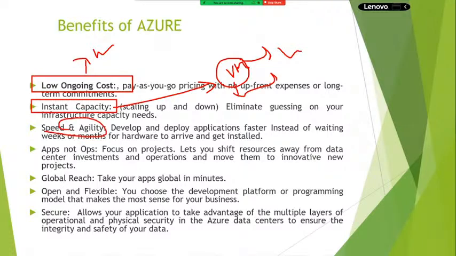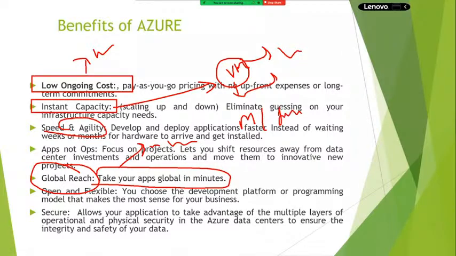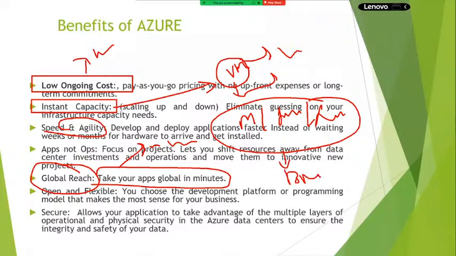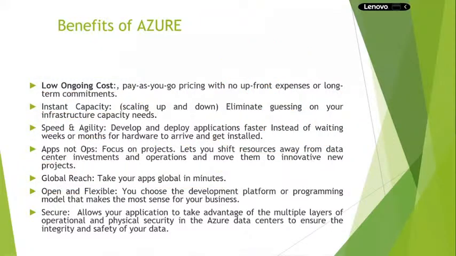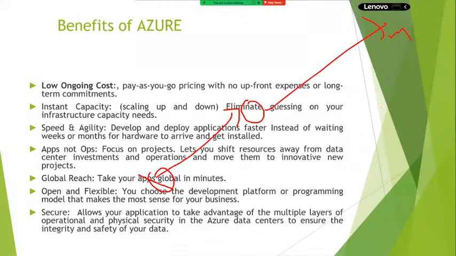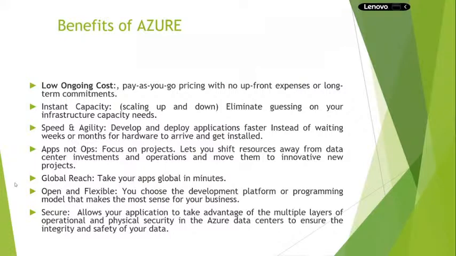Next, global reach. Your data can be distributed across the globe in minutes. You know why Microsoft, Google and Facebook applications are very fast even though they have billions of customers all around the world? Because they are publishing the data across the nearest cache servers around the world. If I access my Facebook, my request will go to the nearest data center, not the main data center. That is how they distribute the content across the globe in minutes.